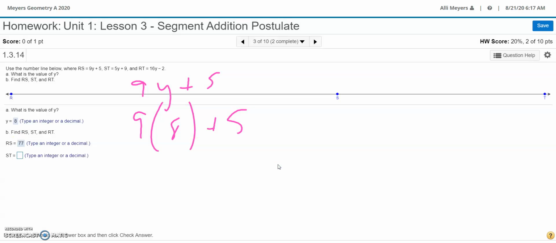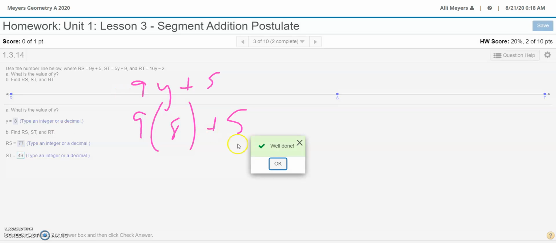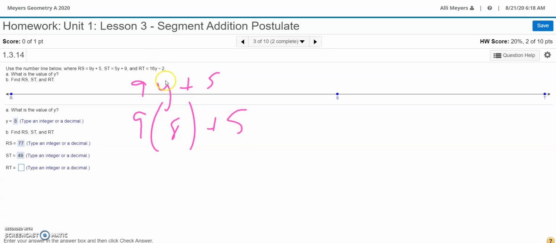And then I'm going to do the same thing. I'm not going to write it out, but guys, for ST, I would just do 5 times 8 plus 9 and get 49. So you're just substituting your y value back in. And then same thing for RT. So I'm going to do 16 times 8 minus 2 and get 126.